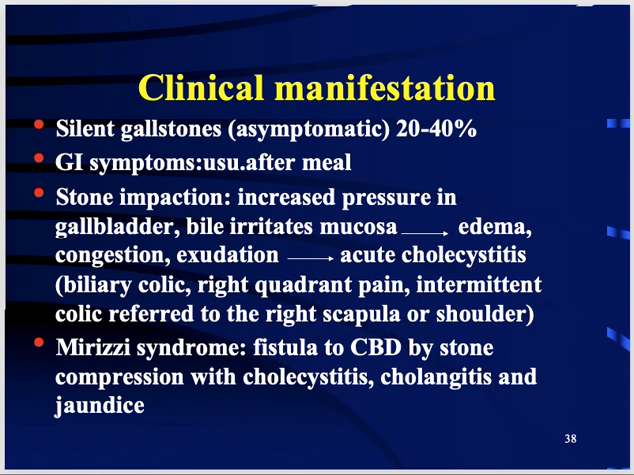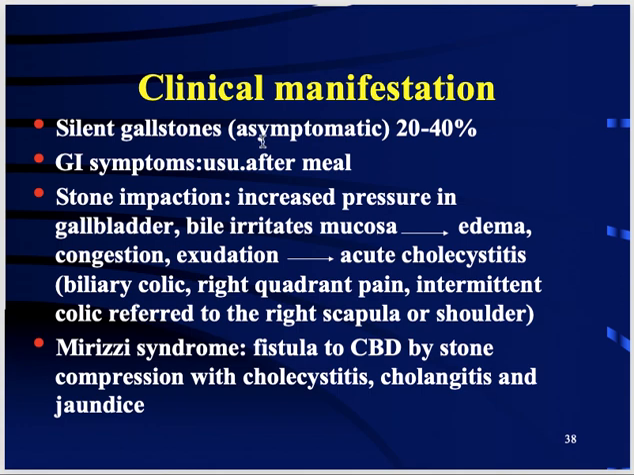Now, due to that blockage, they can have complications as well. For example, they may have acute cholecystitis. They may have cholangitis. They even may have pancreatitis. Okay, so first of all, as you will see, is silent gallstones, asymptomatic, in 20 to 40% of patients.